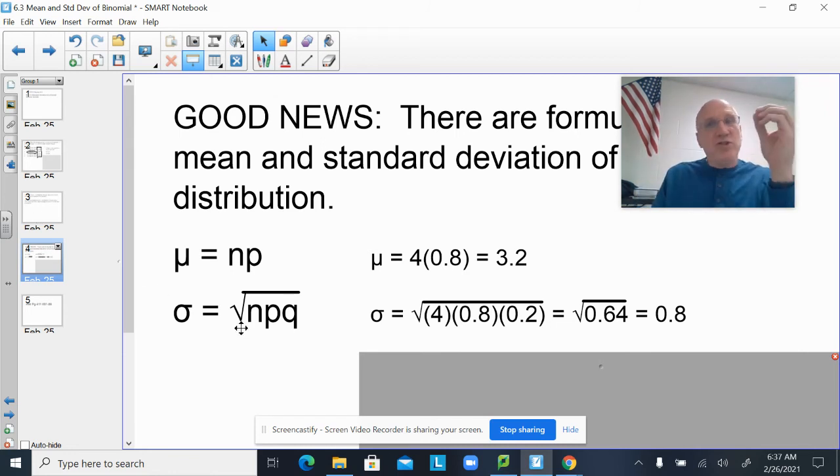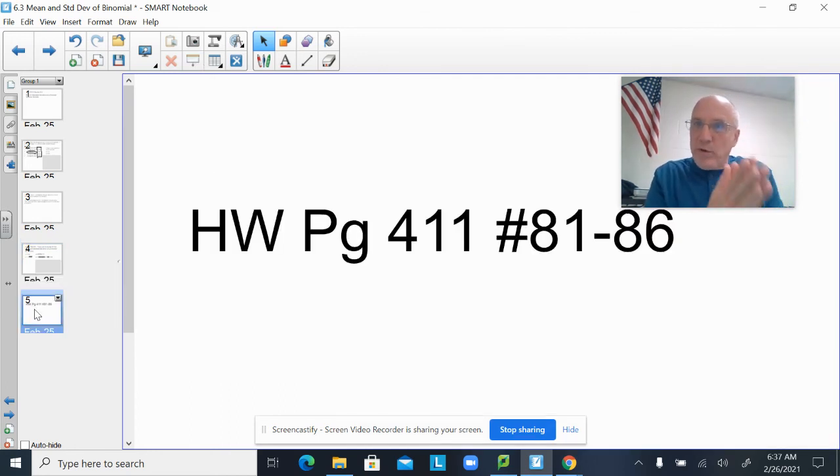If the question just says to find the mean of a binomial random variable, it's just n times p, and the standard deviation is the square root of npq. Those formulas are worth being aware of, and you still have to be able to interpret your answers for either the mean or standard deviation. So that is actually it for binomial random variables.